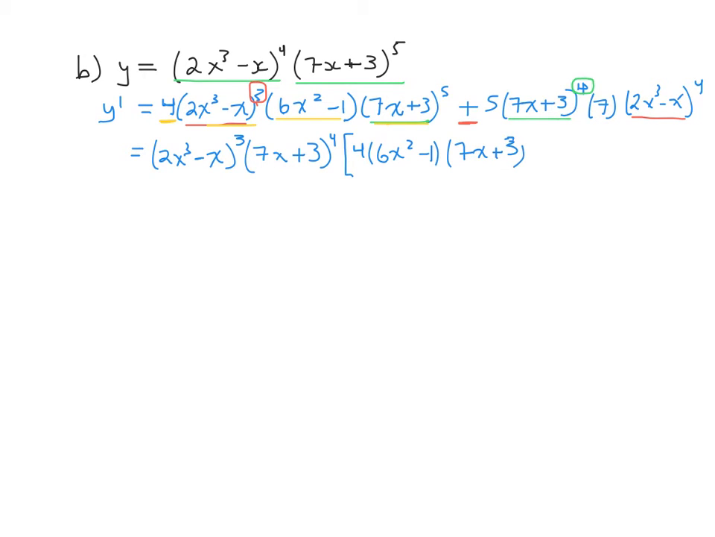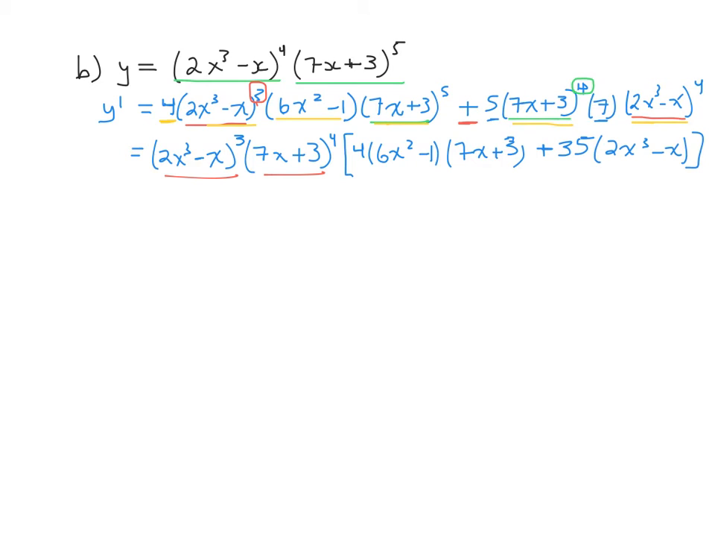Okay, then looking at the next term here, we need a 5 and a 7. So 5 times 7, I can just put those together and make that a 35, or you could write them out separately if you like. The 7x plus 3 to the 4 is already pulled out as the common factor, so I don't need any of that, but I do need one factor of 2x cubed minus x to take that up to a power of 4. So we're taking that 35 and going to multiply that by 2x cubed minus x. All right, so we have a factor, a factor.